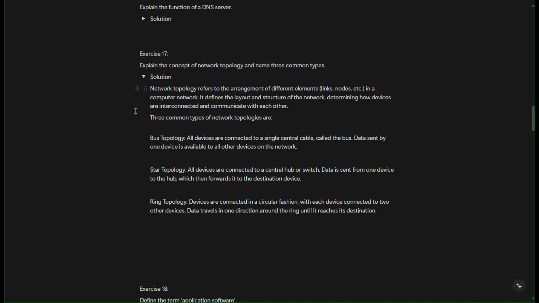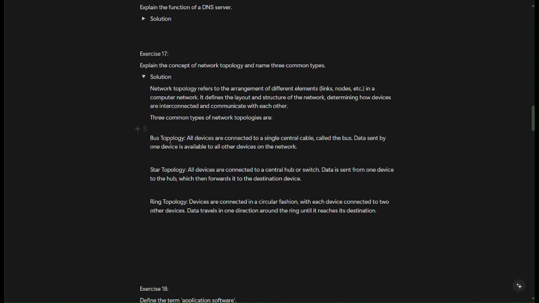Network topology refers to the arrangement of different elements, links, nodes, etc. in a computer network. It defines the layout and structure of the network, determining how devices are interconnected and communicate with each other. We have three common types of network topology.